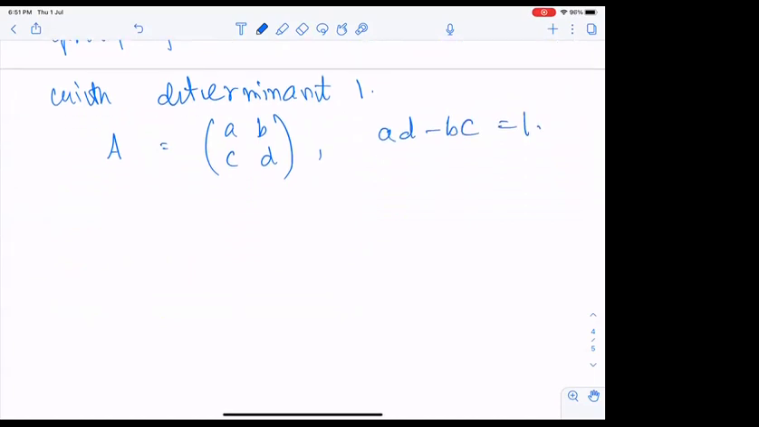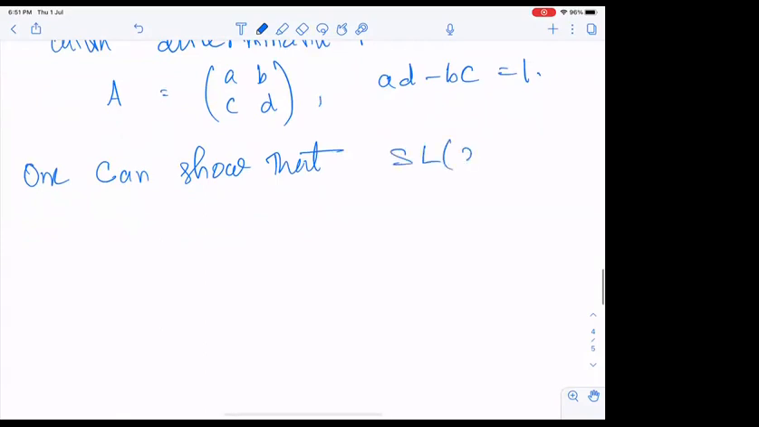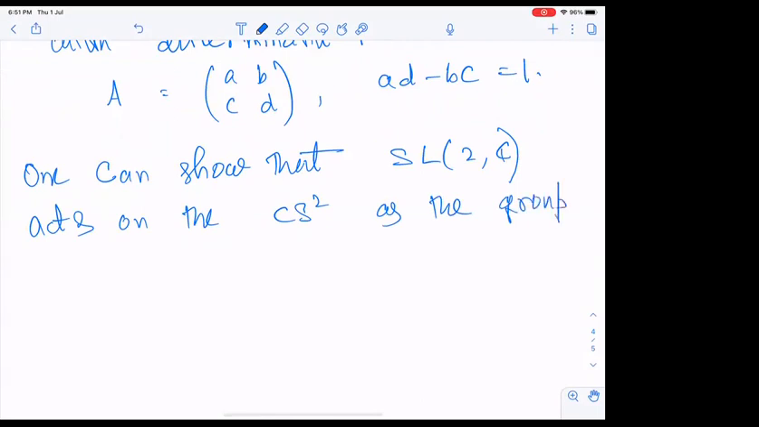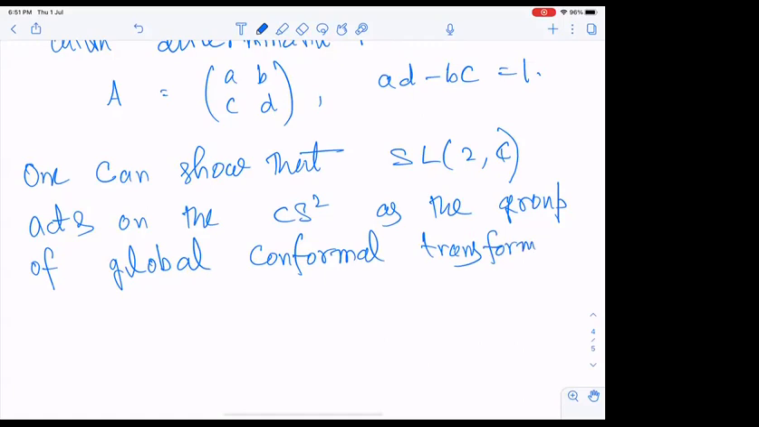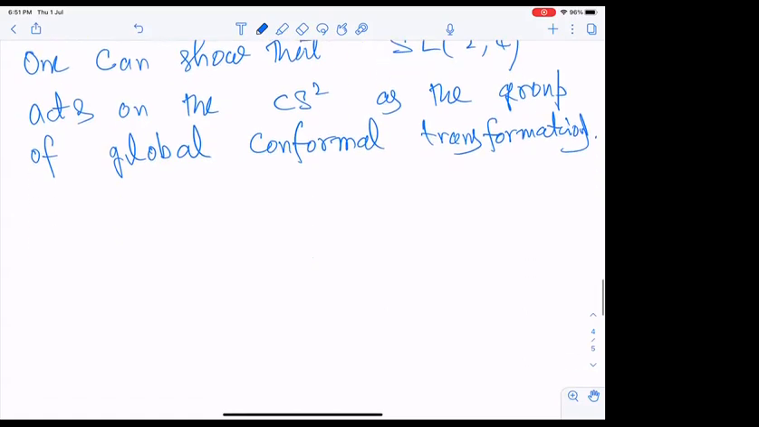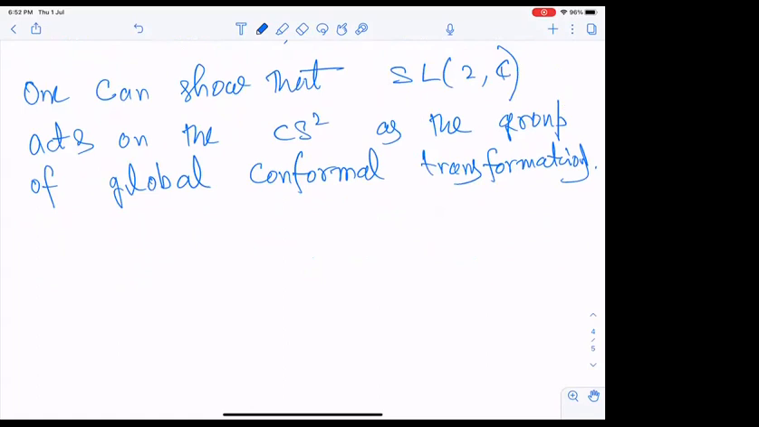Now the point is that one can show that this Lorentz group SL2C acts on the celestial sphere as the group of global conformal transformations. How does one see this? We of course know that the group of global conformal transformations of S2 is actually SL2C.